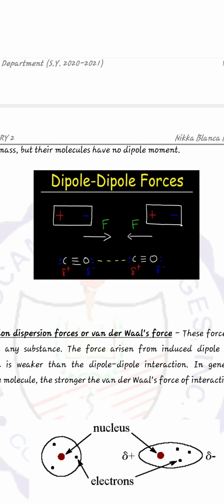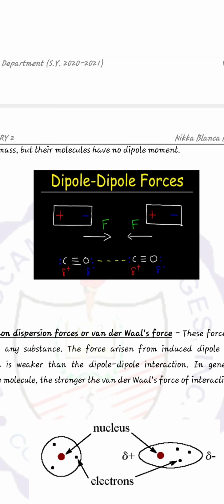So what is this so-called polar molecule that I keep mentioning? A polar molecule is a molecule in which one end is slightly positive, while the other end is slightly negative. Always remember that. A polar molecule is what is present in the attraction called dipole-dipole.